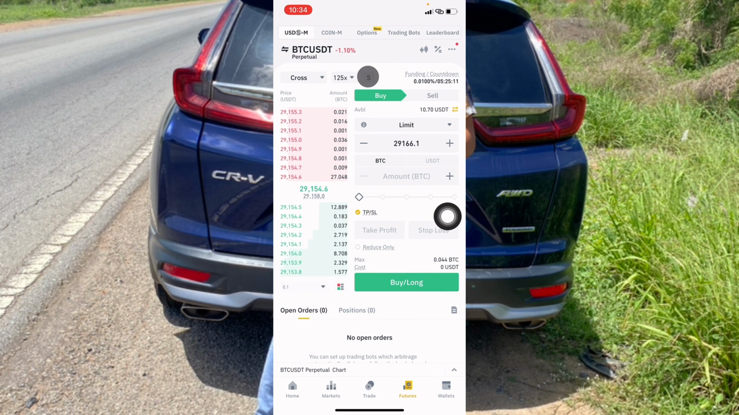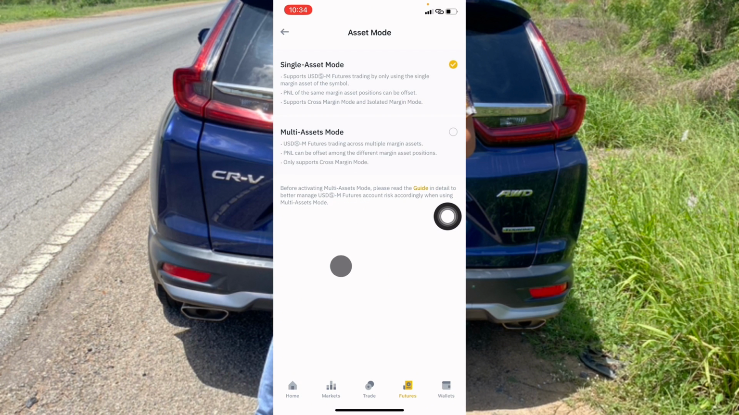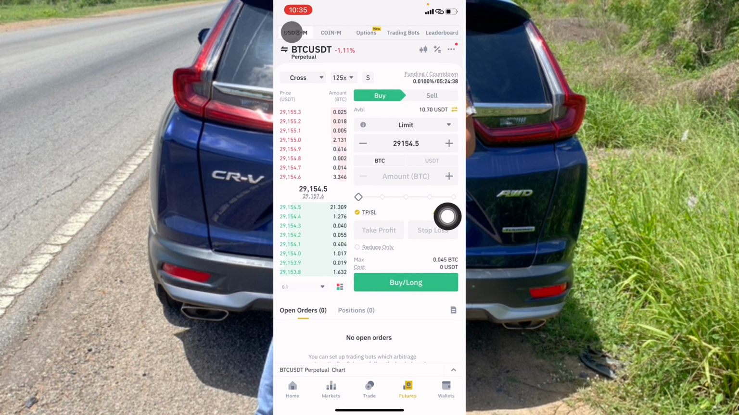Then we have this place called single asset mode and multiple asset mode. With the single asset mode, you can only use cross margin, or you can only use isolated margin at a time. But if you use multiple asset mode, you can use cross margin and isolated margin at the same time. If you still have problems understanding this, you can comment down below and I'll explain it further. Then we have buy and sell.